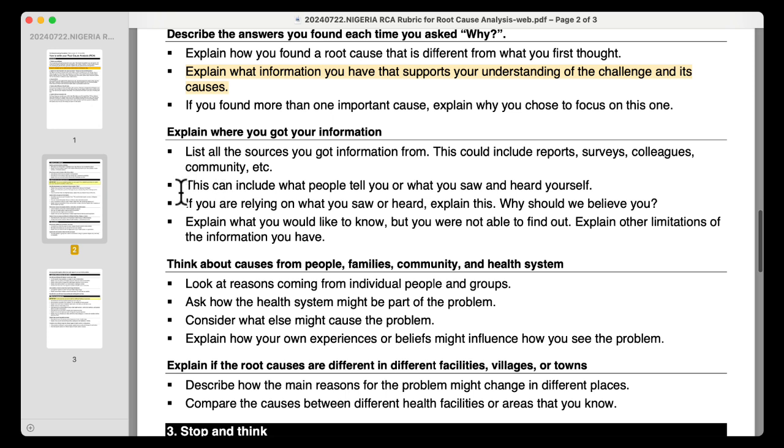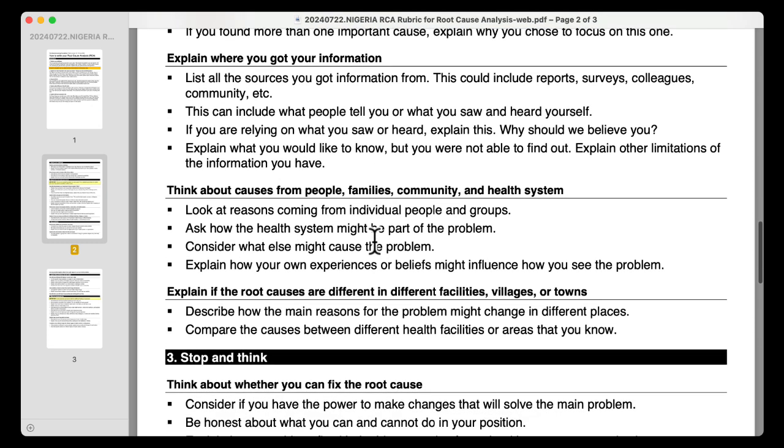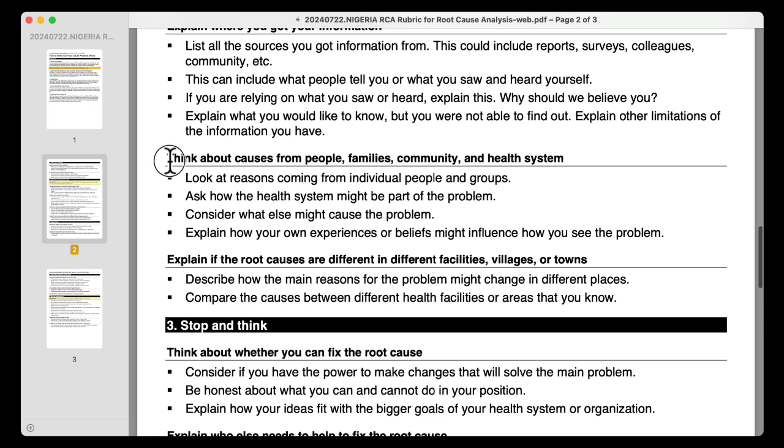And this is important. Of course, if you have sources of actual quantitative data, you've done a survey, or you're keeping track of caregiver behavior, you should of course share that, but in a very limited time. You're not going to do research or do extensive analysis and so on. So be honest about what you're working with in order to draw conclusions from your root cause analysis. And then think about causes from people, families, community, and health system. And so you can see here how I have done that.